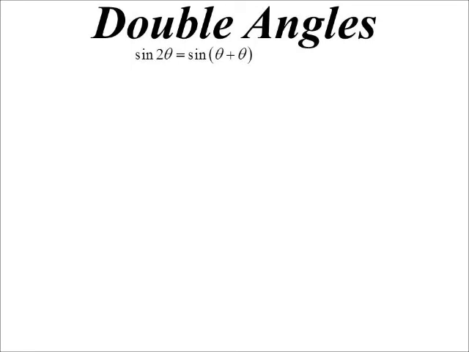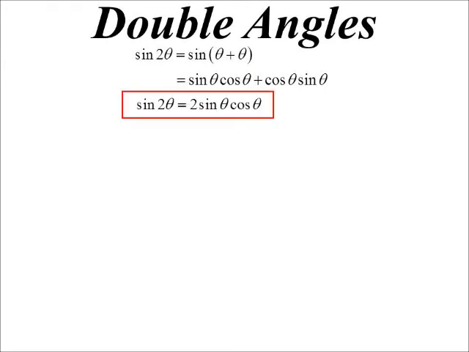I could rewrite sine of 2 theta as the sine of theta plus theta. And then, using what we saw yesterday, sine cos plus cos sine, I end up with sine theta cos theta plus cos theta sine theta. They are, of course, the same thing. And so there's our first one. Sine of 2 theta is 2 sine theta cos theta.